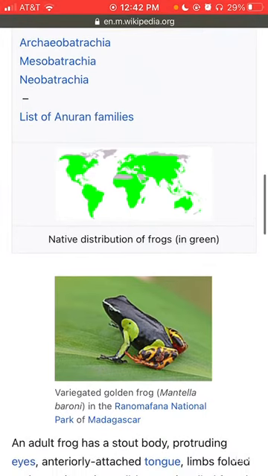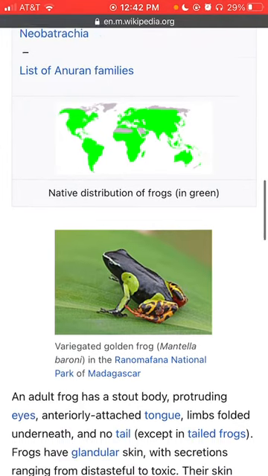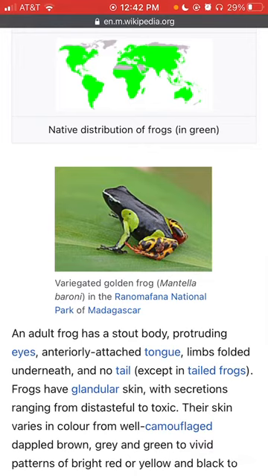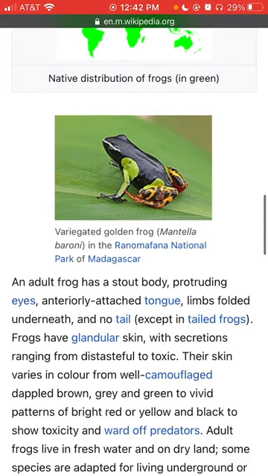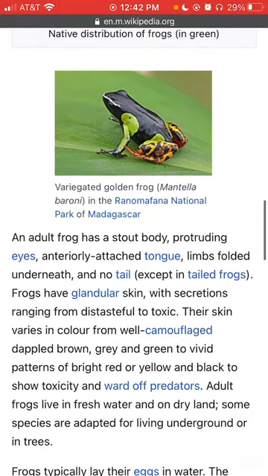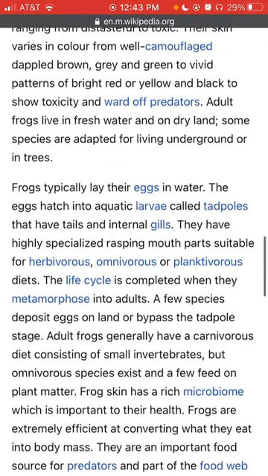Image: variegated golden frog, Mantella baroni, in the Ranomafana National Park of Madagascar. Adults have a stout body, protruding eyes, anteriorly attached tongue, limbs folded underneath, and no tail, except in tailed frogs. Frogs have glandular skin, with secretions ranging from distasteful to toxic. Their skin varies in color from well-camouflaged dappled green, gray, and brown to vivid patterns of bright red or yellow and black to show toxicity and ward off predators. Adult frogs live in fresh water and on dry land. Some species are adapted for living underground or in trees.